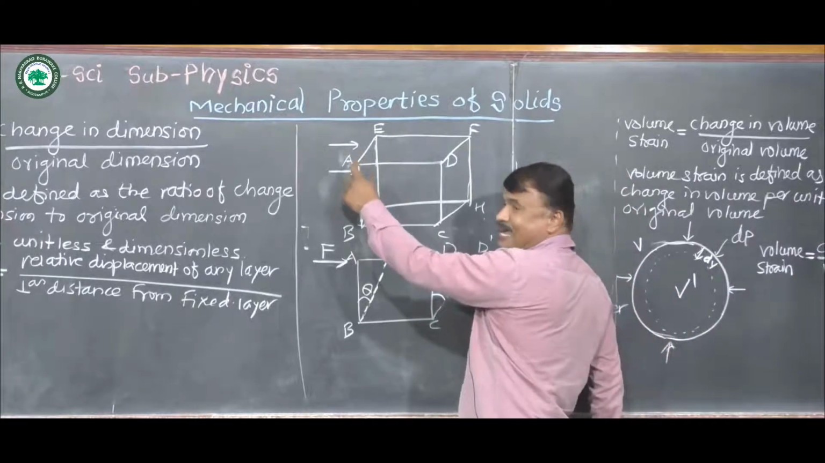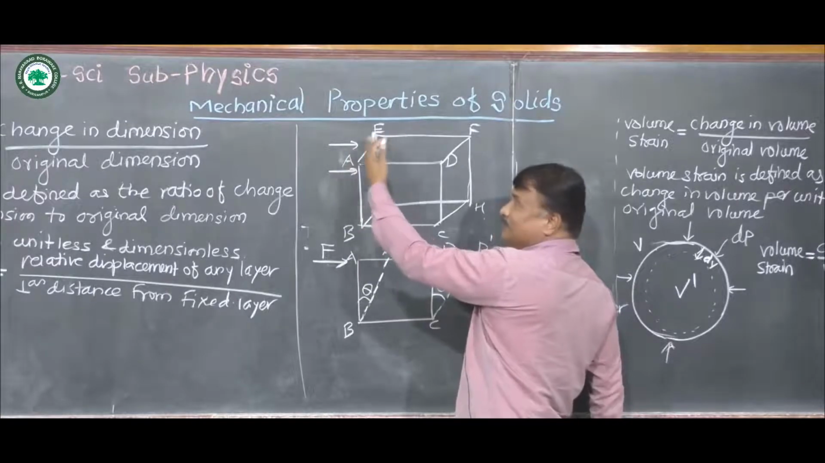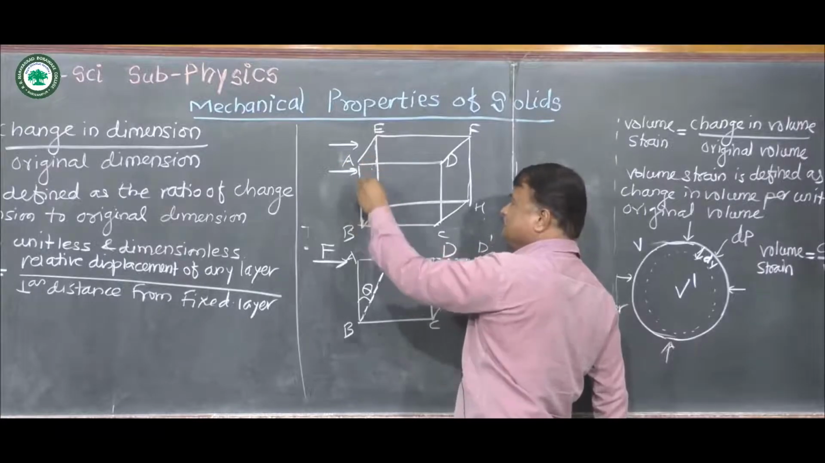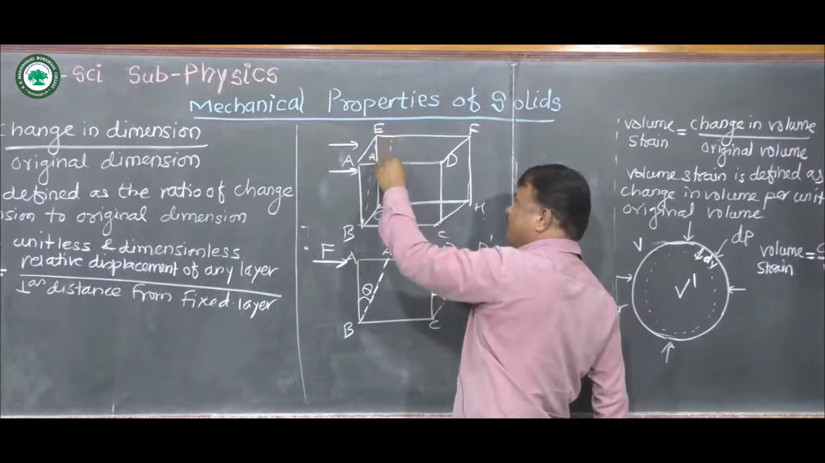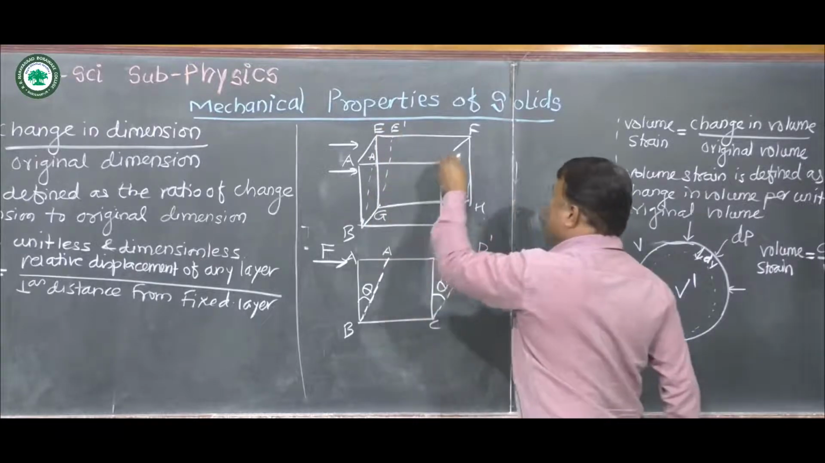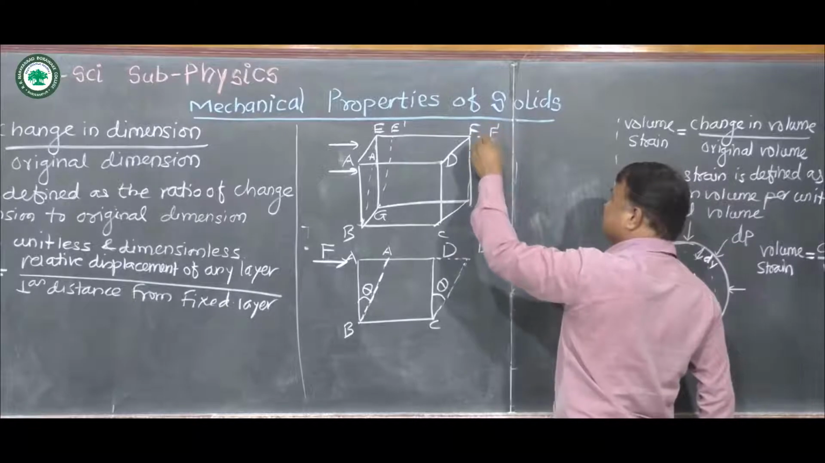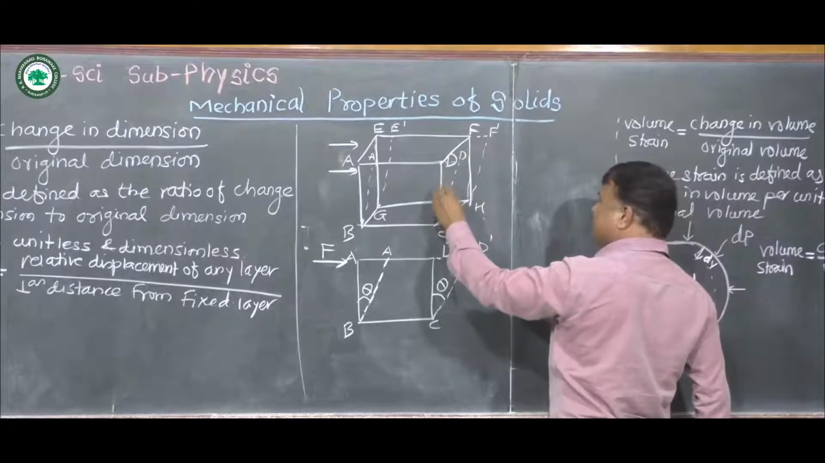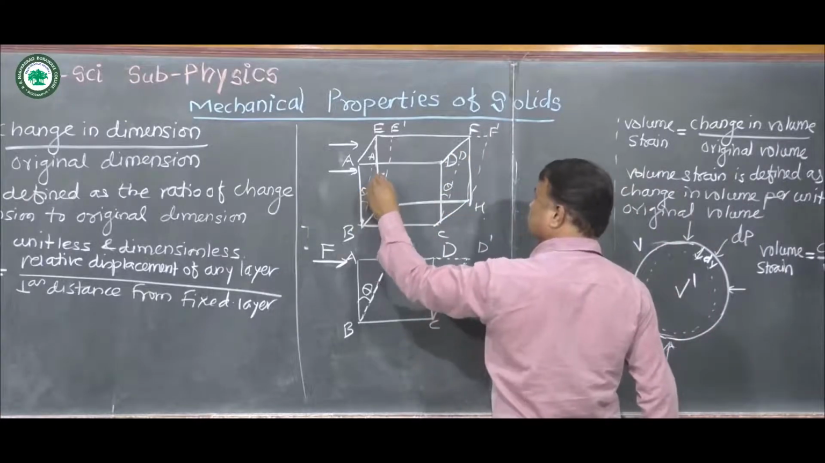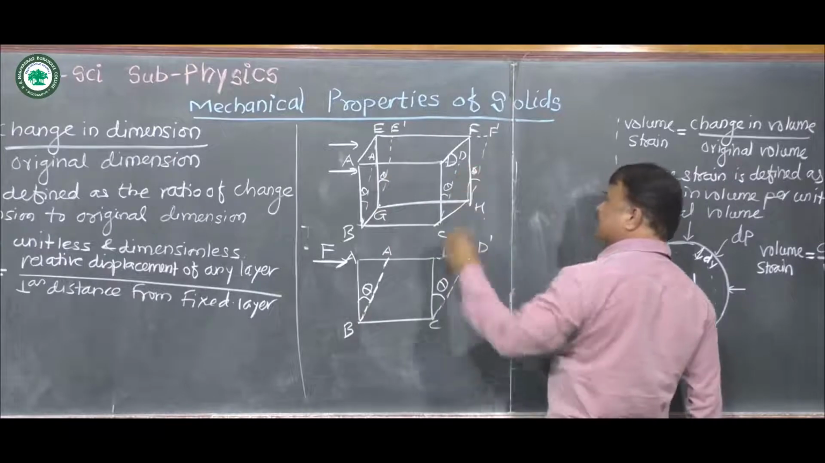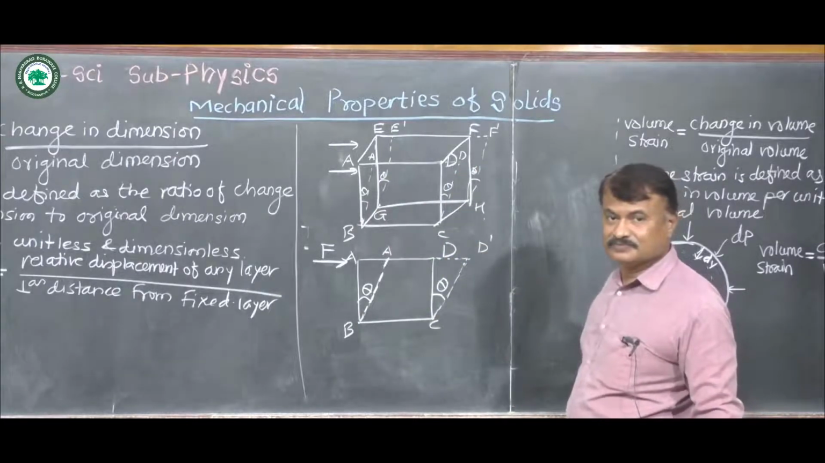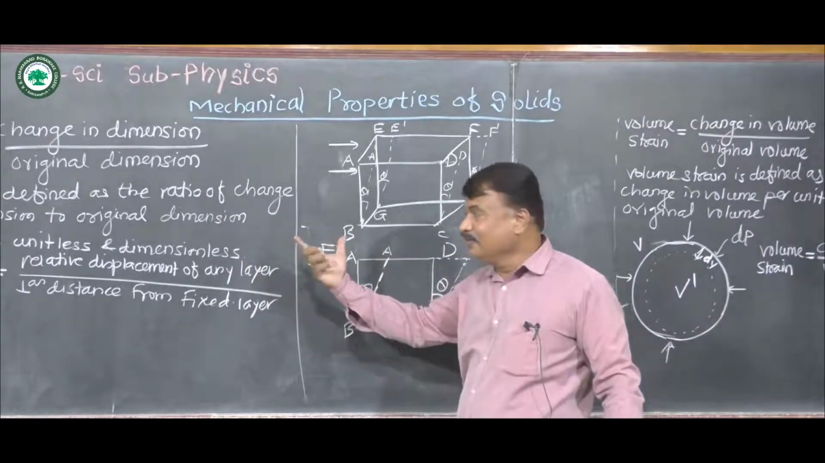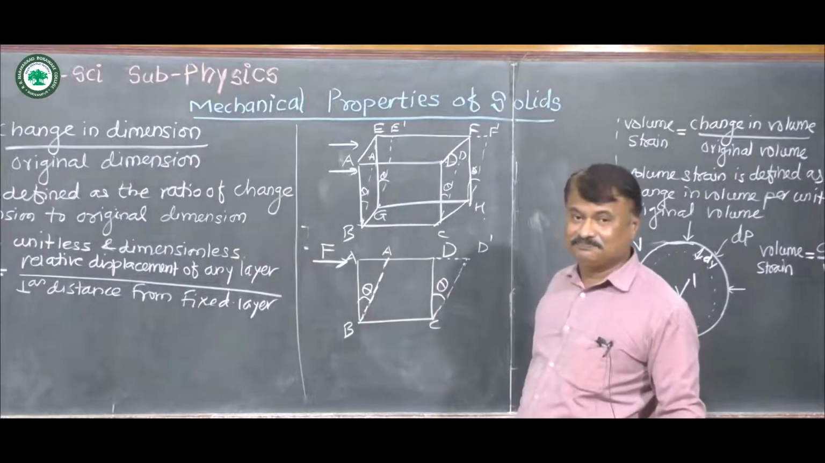So if we apply tangential force to the upper layer, then A shifts towards A dash, E shifts towards E dash, similarly F shifts towards F dash, and D shifts towards D dash, making the same angle theta. There is a change in the shape of that body. That is called deformation consisting of change in shape. Then the strain is called shearing strain.